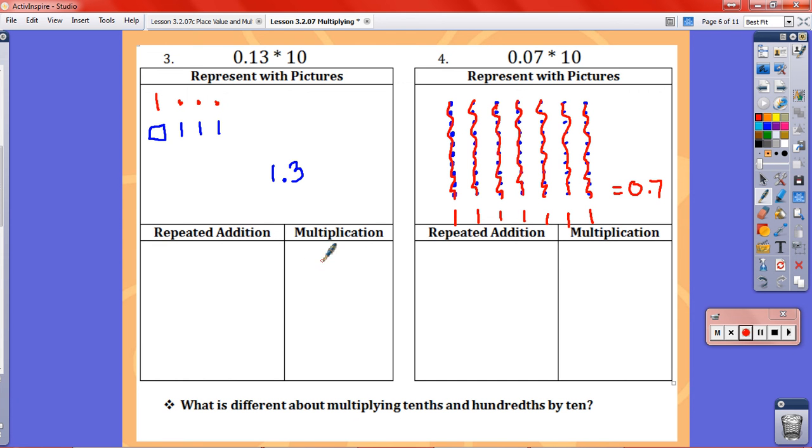And when I multiply, 0.13 times 10, that's 0, 0, move to the tens spot, and I get 130, but I need 2 decimal places, and 10 times 7 hundredths would be 70 hundredths, and 70 hundredths is the same as 7/10.